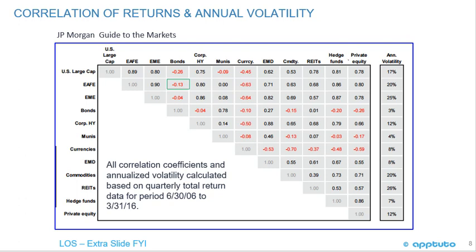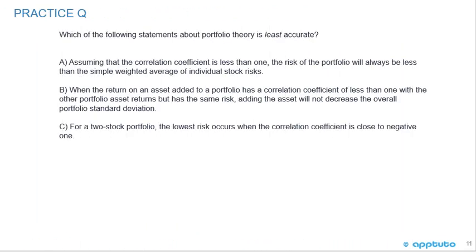And this slide is just an FYI. We've seen it before in another LOS. It's from the JP Morgan Guide to the Markets, which is outside the CFA curriculum, but it's a nice slide because it has the 10-year correlations between different asset classes and the annual volatility. We can see that indeed bonds and US large cap have a negative correlation of 0.25 for that 10-year period. So we're just going to finish this LOS with a quick practice question.